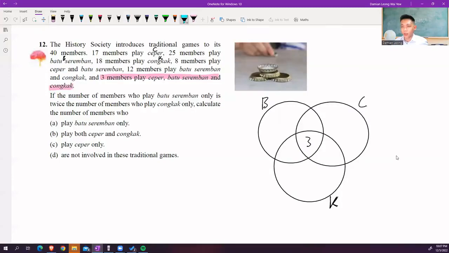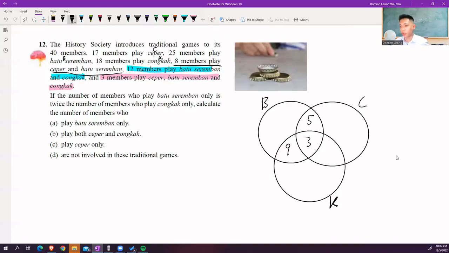Then I look at this. 12 members play Batu Seremban and Congkak. But B and set K, intersection here is 12. There's 3 here, means 9 here. 9 plus 3, 12. 8 members play Cepe and Batu Seremban, C and B. 8, so here must be 5. 5 plus 3, 8.